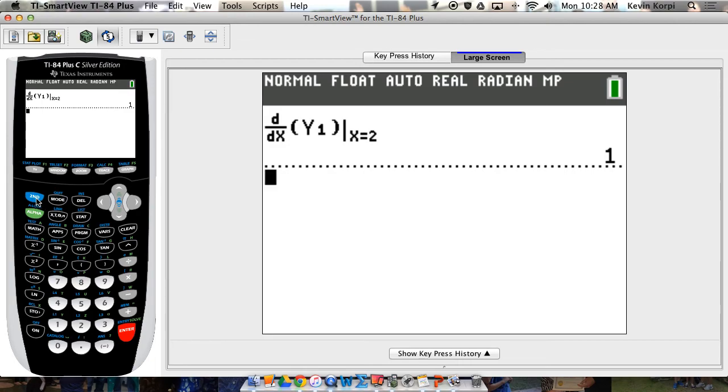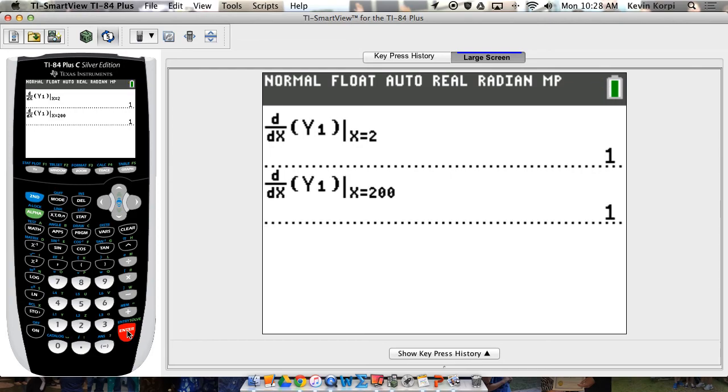Let's try another one. I can hit second enter, which recalls it. And I can just come here and change the 2. Let's change it to 200. What's nice about doing it from the home screen is you don't have to have your calculator graphed to any particular window. What should the calculator give us? 1. Because that's the slope everywhere to the right of 0.